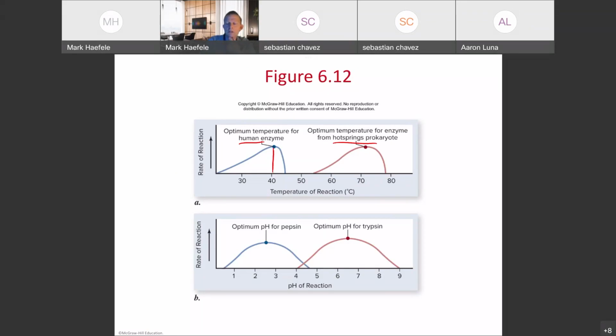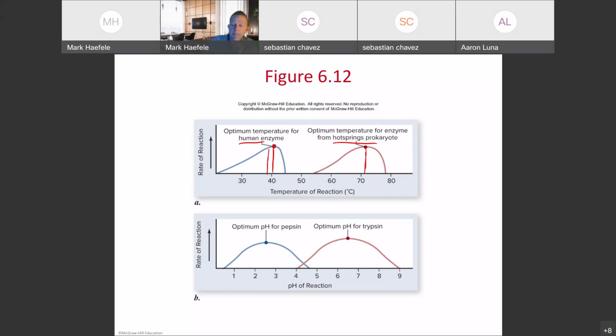Anybody know what body temperature is? What's your body temperature? Yeah, 37 degrees, right? Notice where this optimum is. It's right there next to 37 degrees. So our enzymes are actually designed to be optimum right around our core body temperature, which makes a lot of sense. You want your enzymes to be optimal around your temperature.